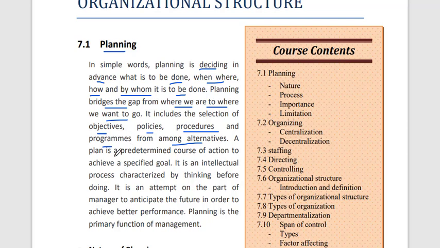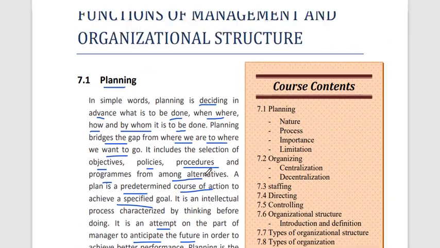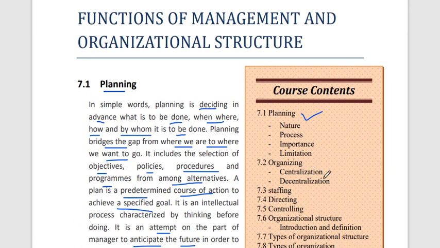A plan is a predetermined course of action to achieve a specified goal. In advance we have to predetermine it to complete our goals. Also, planning is to anticipate the future in order to achieve better performance. For better performance, we have to make an attempt at planning in advance. Planning is the primary function of management. We already discussed that in the functions: the first part is planning, then organizing, staffing, directing, and controlling.